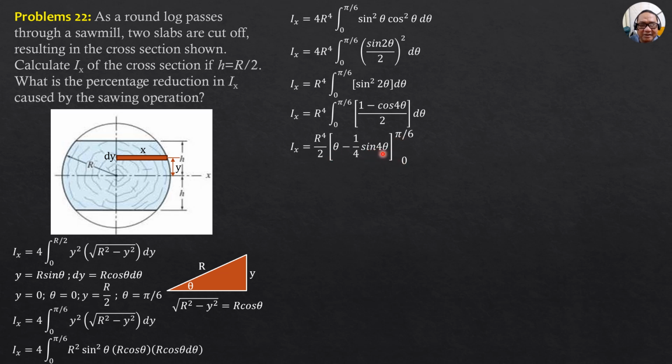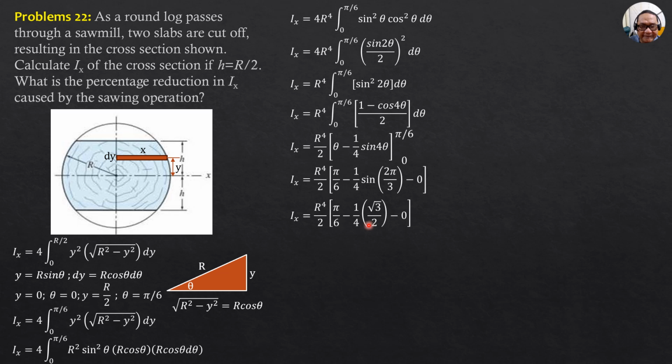Take note that 4 times pi over 6 is 2/3 pi, and sine of 2/3 pi is square root of 3 over 2. So that would be r to the fourth over 2 quantity pi over 6 minus 1/4 of sine of 2 pi over 3. Simplifying, r to the fourth over 2 quantity pi over 6 minus 1/4 of square root of 3 over 2. Lower limit 0, of course.